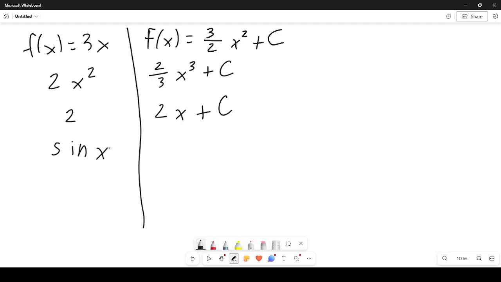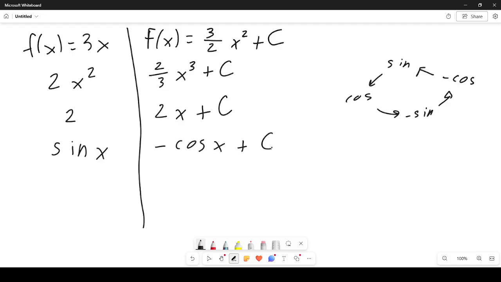Sine of x. So I think back to how the trig functions worked. If I were taking derivatives, it was like this, right? Derivative of sine is cosine, derivative of cosine is negative sine, and so forth. So if we're doing antiderivatives, we'll go backwards. So the antiderivative would be negative cosine of x plus c.